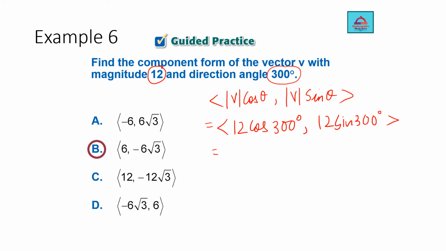So the value that will come out here would be, for cos it is 0.5 in decimal form. For sine, let's do it.